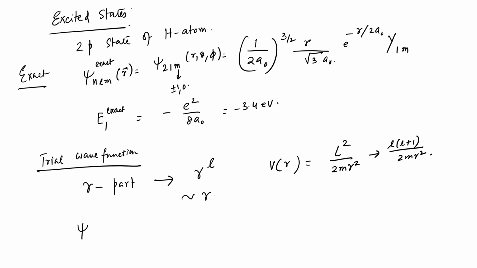So, we make an ansatz that psi 2 1 m trial, as a function of r, is 4 by 3 alpha to the power 5, to the power half, times r e to the power minus r by alpha, times Y 1 m.